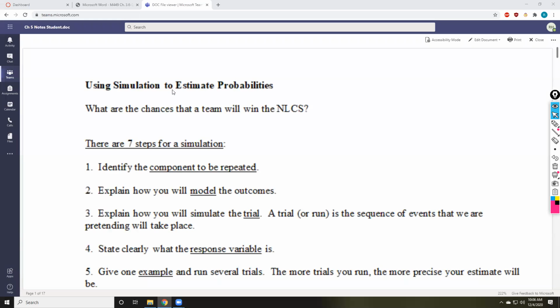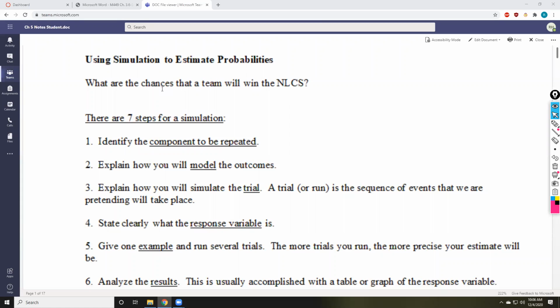All right, today we're going to talk about simulations. And simulations are really the only thing we haven't talked about yet from the first section of the chapter. And they are about estimating probabilities and using some random process to simulate an event that we're interested in the probability of.